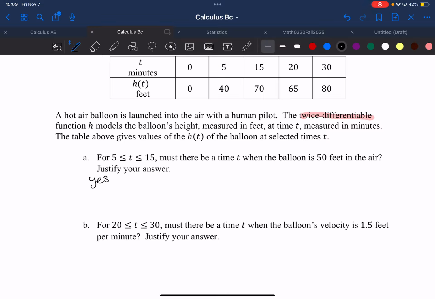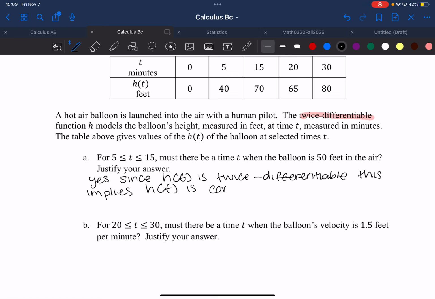Okay? And I'm going to start off by mentioning how the function h of t is continuous. Because we know if a function is differentiable, then that implies it must be continuous. So we would say, since h of t is twice differentiable, this implies h of t is continuous.